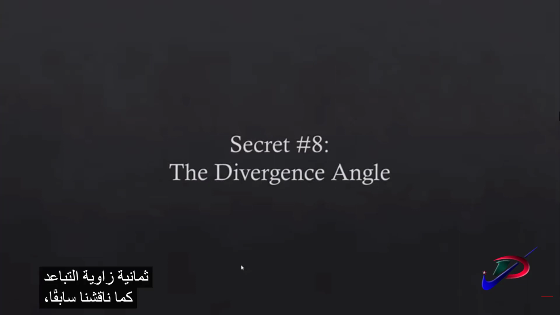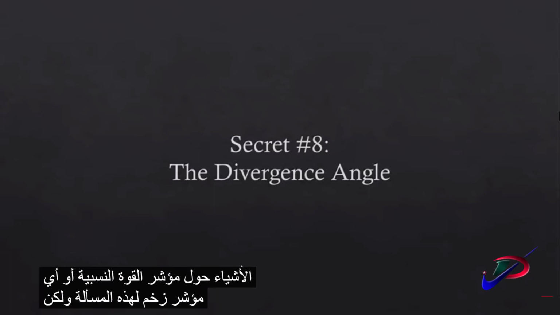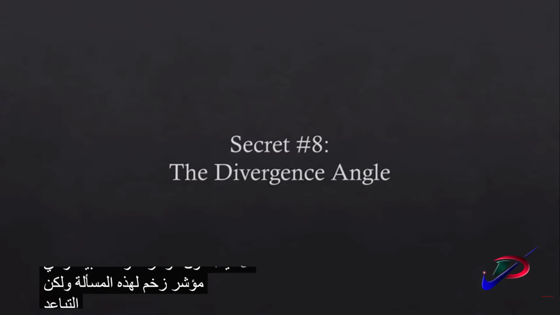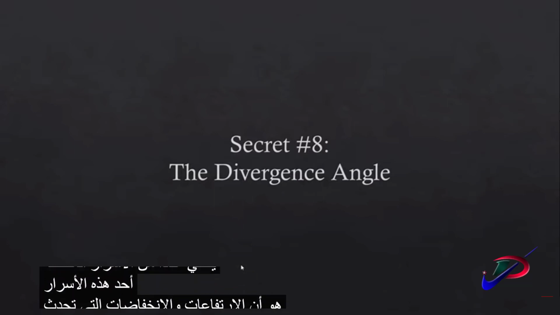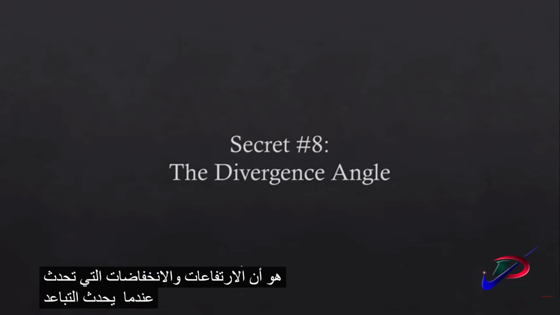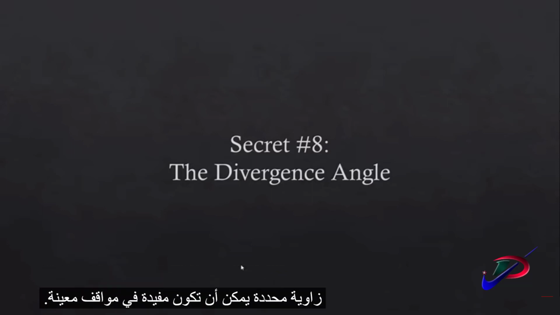Secret number 8. The divergence angle. As we already discussed previously, the divergence is one of the most powerful things about the RSI, or any momentum indicator for that matter. However, the divergence hides a number of different secrets. One of these secrets is that the highs and lows that occur when divergence happens between price action and the RSI form a specific angle that can be useful in certain situations.